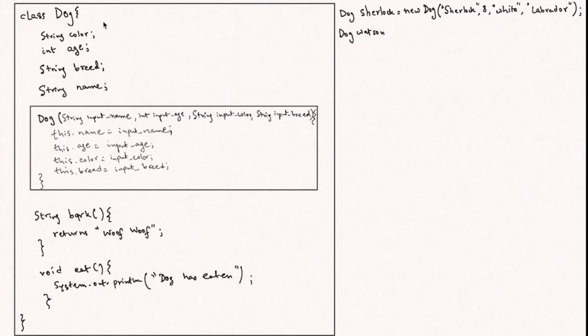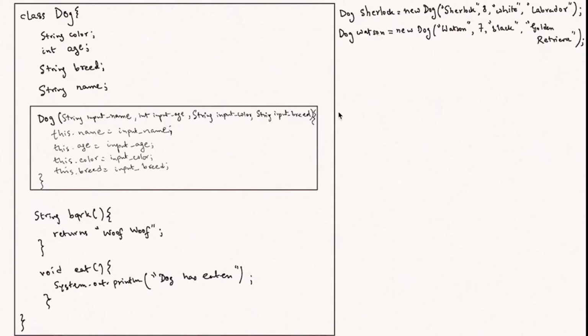This is an attribute of the class, all right? So this new object is Watson, so we'll say new dog, and then we'll give it a name. It could be any other name, it could be anything. Let's say we keep the name Watson, and let's say it's 7 years old. Let's say its color is black, and let's say it's a golden retriever. And this creates a new dog, a new object.